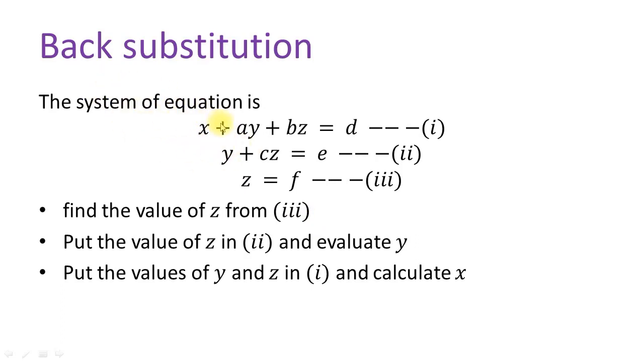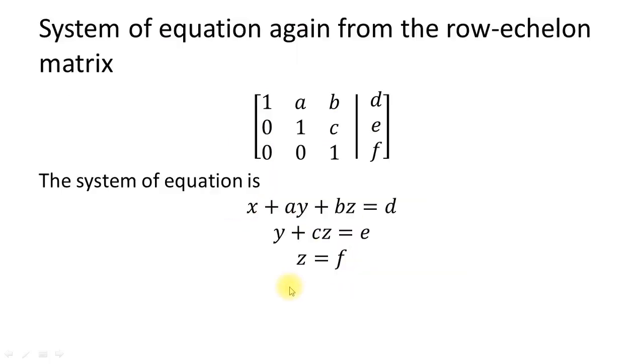For the back substitution, solve this system. Find the value of z from equation number 3, and then put the value of z in equation number 2 and evaluate y. Find the value of y, and then put the values of y and z in equation number 1 to obtain the value of x. So dear students, this is the procedure for the Gauss elimination method.